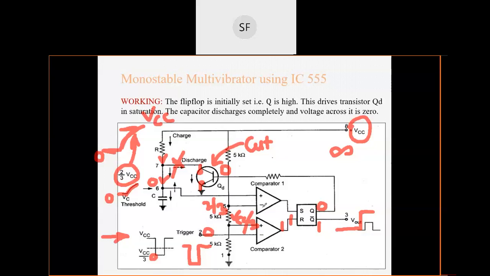So now the inverting terminal of comparator 1 is connected to the fixed voltage of 2/3 VCC. And this non-inverting pin, you can observe, is nothing but the voltage across the capacitor. Voltage across the capacitor is nothing but pin number 6, that is your threshold pin. So what happens when the voltage across the capacitor goes slightly above 2/3 VCC, that is, the voltage at non-inverting becomes greater than the voltage at inverting? So this comparator output will be 1.